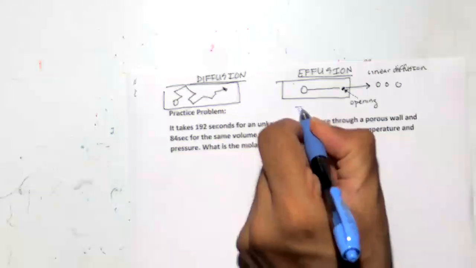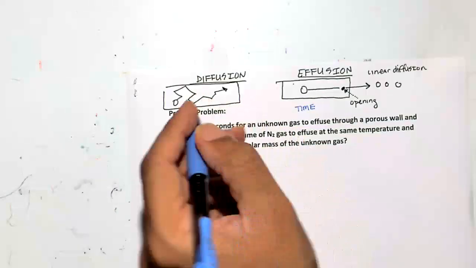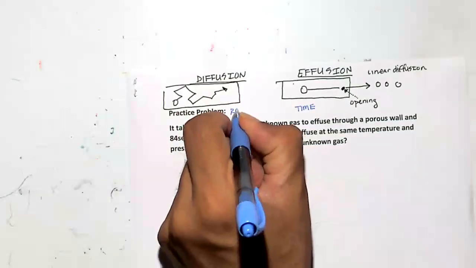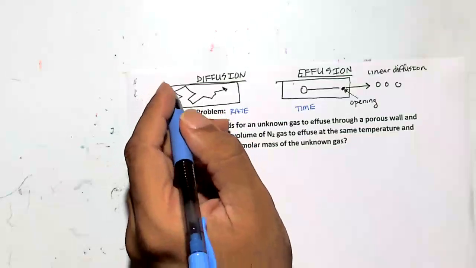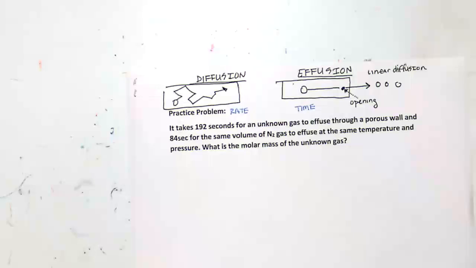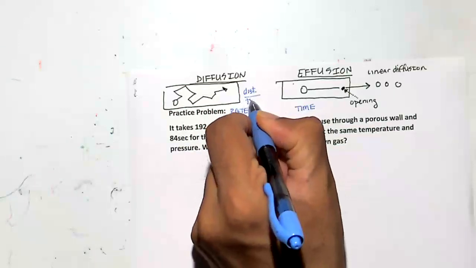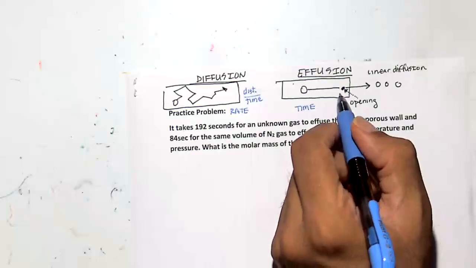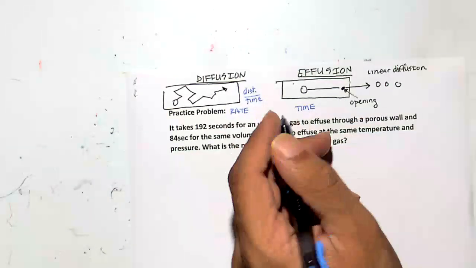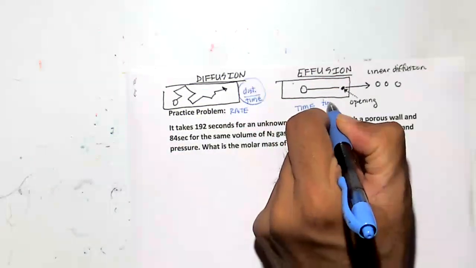This effusion is a time. So we say effusion time. And this diffusion is a rate. It is a rate. So how much distance over time. This effusion is a time, whether meters, minutes, seconds, hours, days, years, whatever. So this is distance over time. This is just a time.